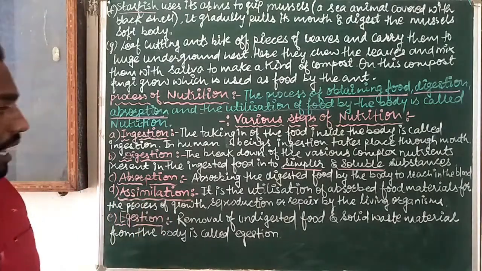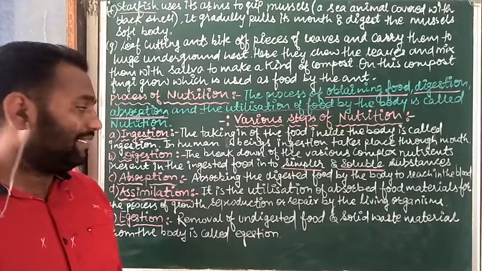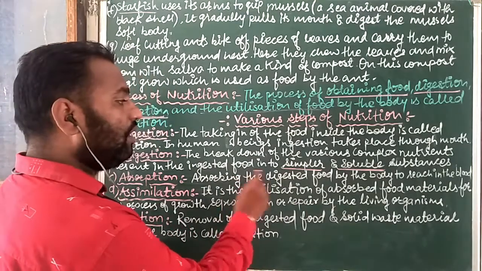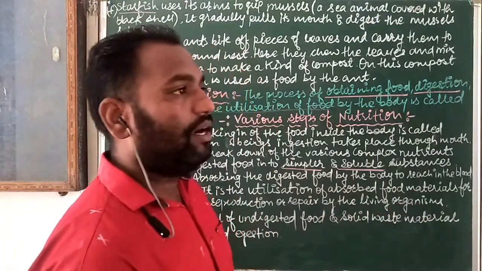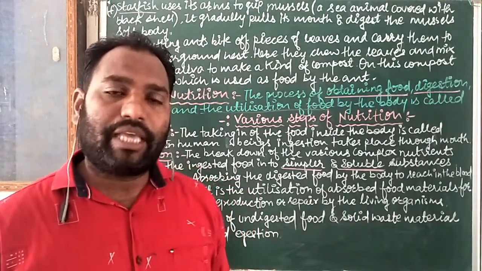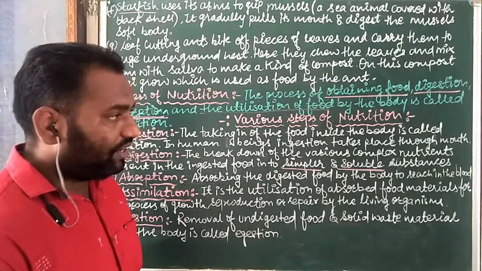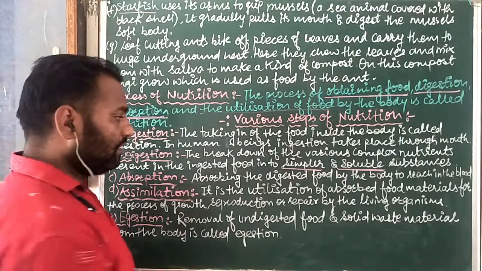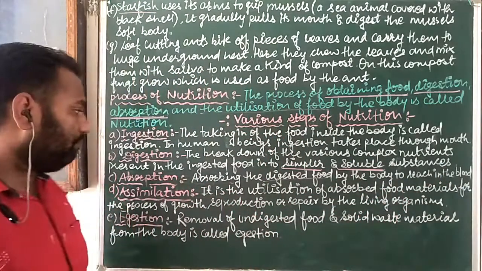Next is absorption: absorbing the digested food by the body to reach the blood. Once the food is digested, it needs to be absorbed. This digested food should be absorbed by the body to reach the blood. Once the food is absorbed, it goes into the blood through the different blood vessels, like arteries and veins. Many different types of animals have different circulatory systems, and through the circulatory system the digested, absorbed food goes into the blood.